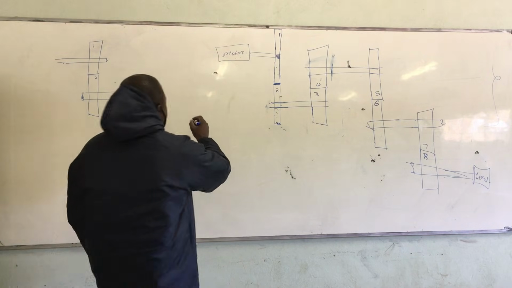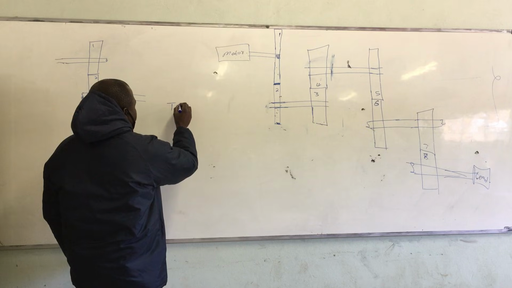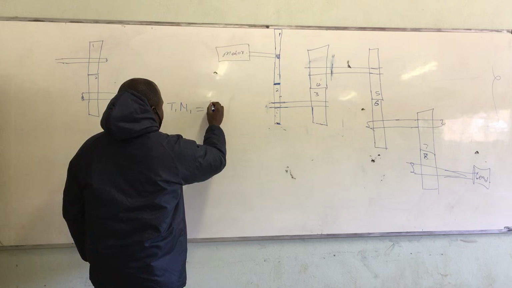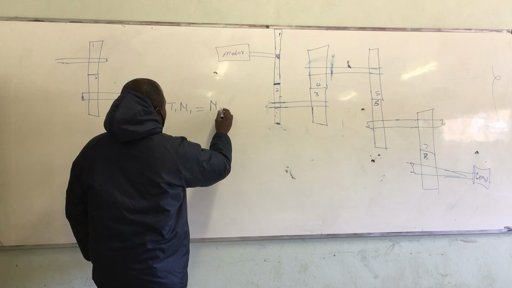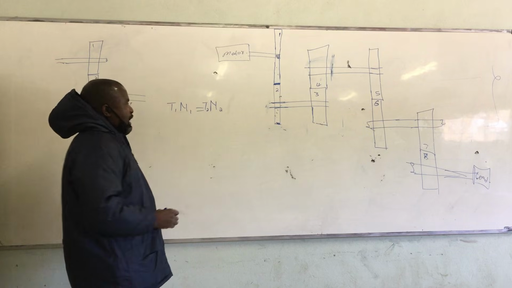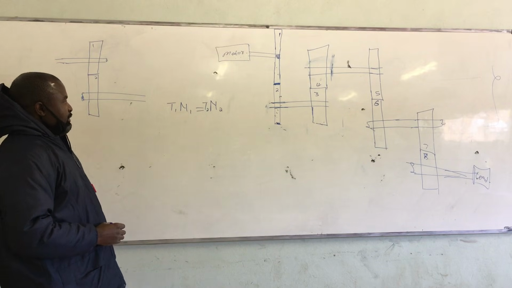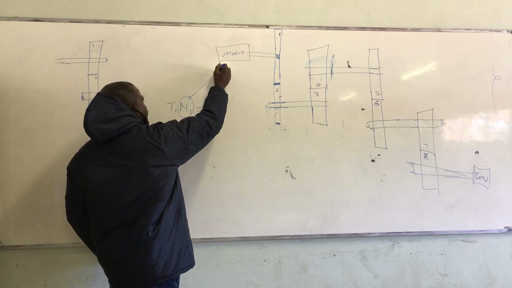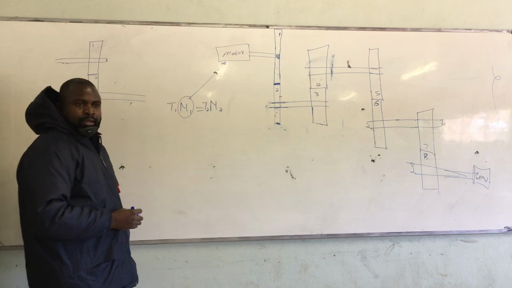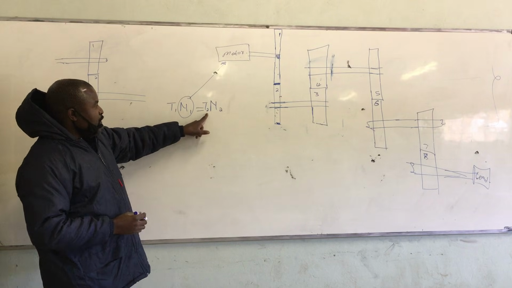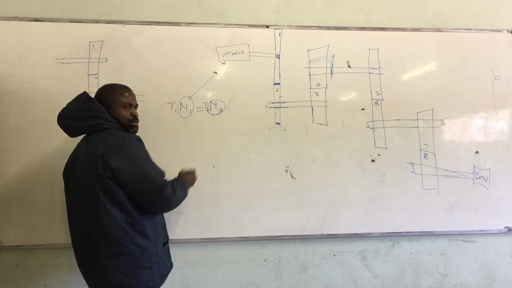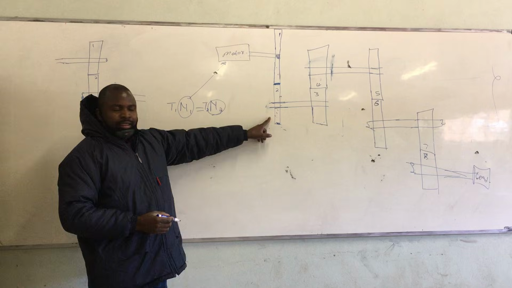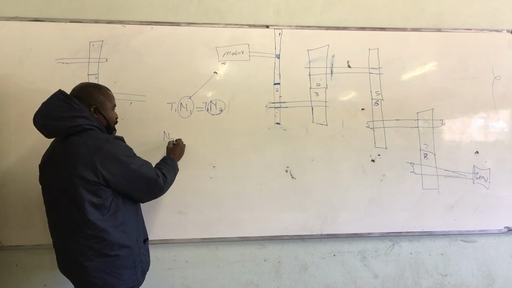For instance, you can say T1 N1 is equal to T2 N2, and there will be every number of teeth T. This N1, you'll find that from the motor, right? Now you substitute the number of teeth T. Don't you have N2? You are able to get N2, right? And we say N2 is equal to N3.